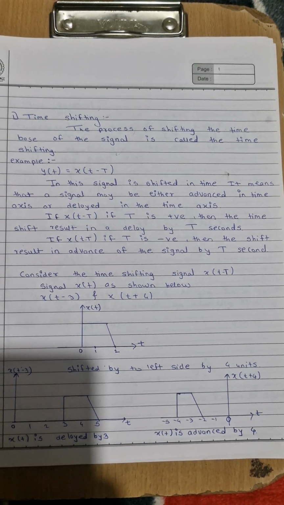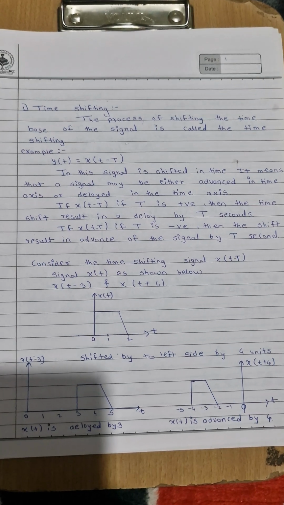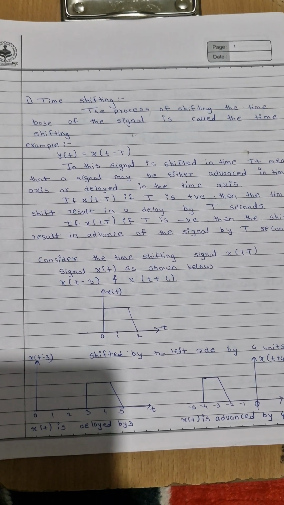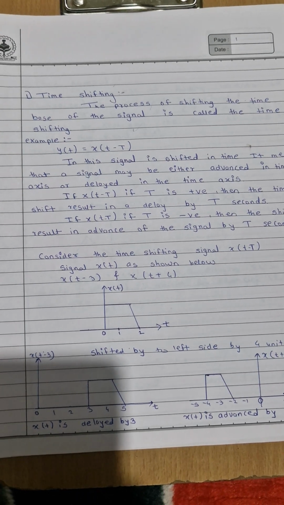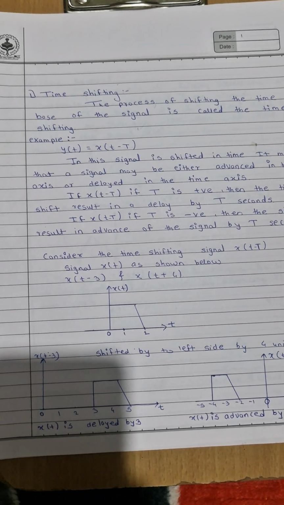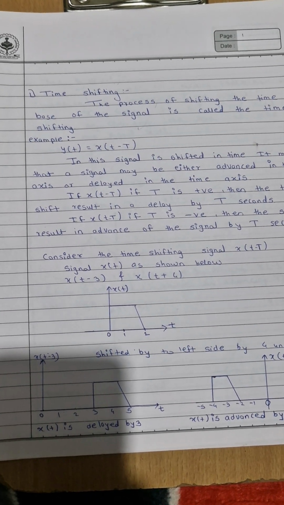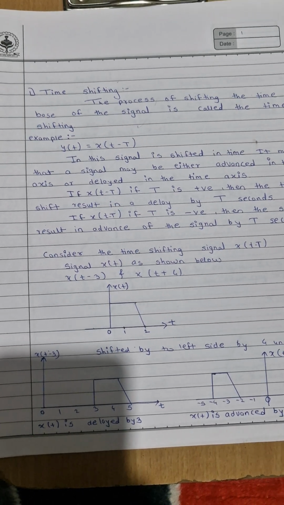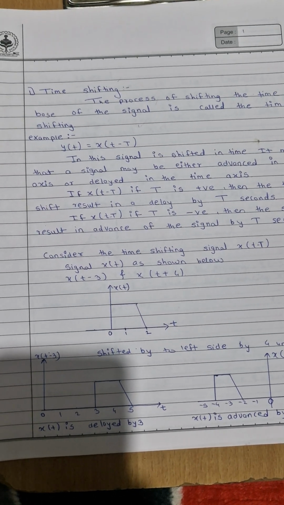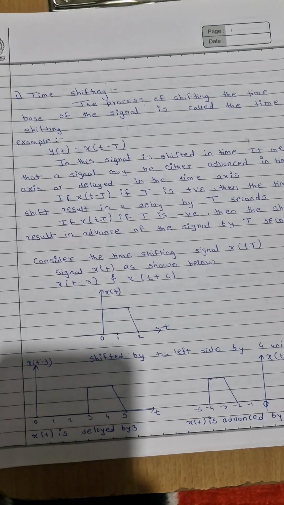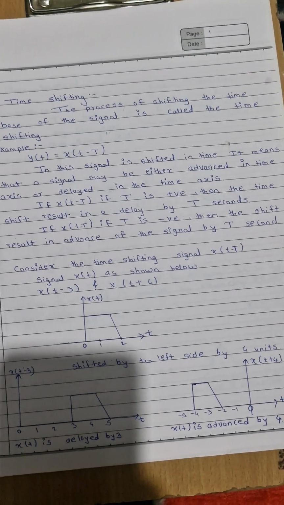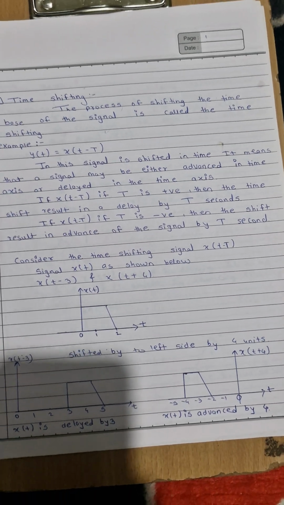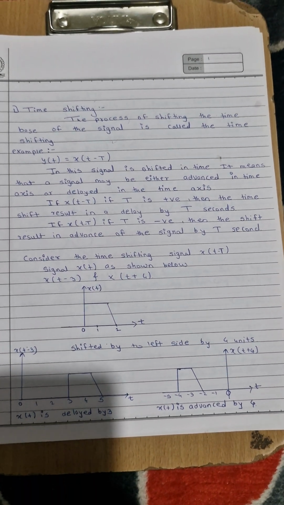For example, the shifting of a signal x(t) is performed by replacing the independent variable t by t minus capital T. So we get the time shifted signal x(t minus T), where T represents the time shift in seconds. For example, y(t) is equal to x(t minus T). In this, the signal is shifted in time.